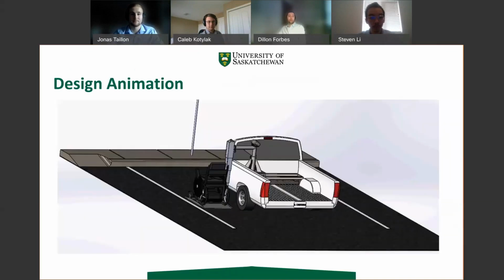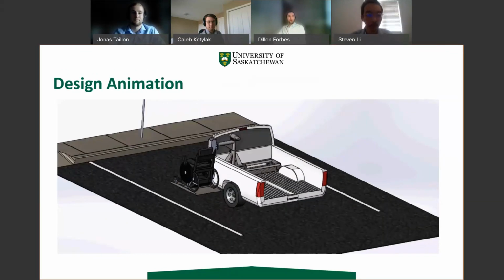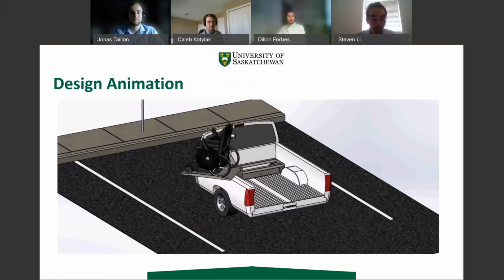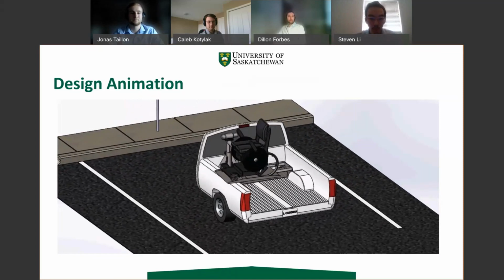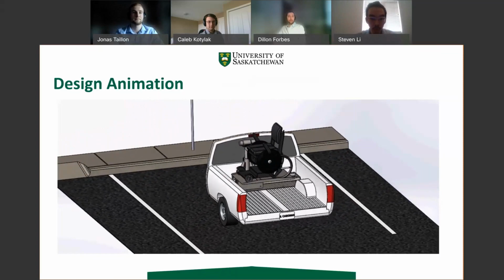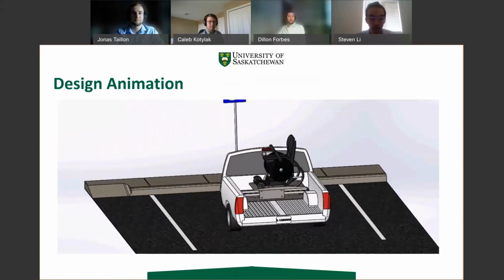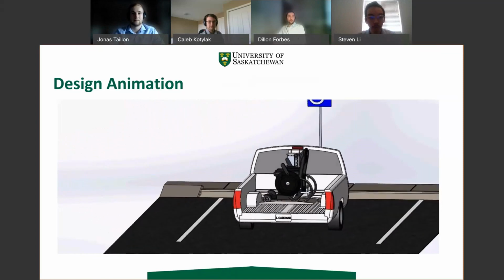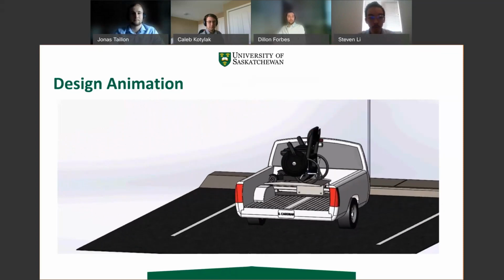To understand the workspace our solution must operate in, we conducted a motion study shown in this animation. Hopefully it'll help everyone here gain a better understanding of the full range of motion. Once the client secures the wheelchair to the platform, he moves it into his truck via a transfer board and the lift begins operation. The parking lines you can see in the model are in accordance with Saskatoon's accessibility design standards. This ensures the design operates in today's built environment.